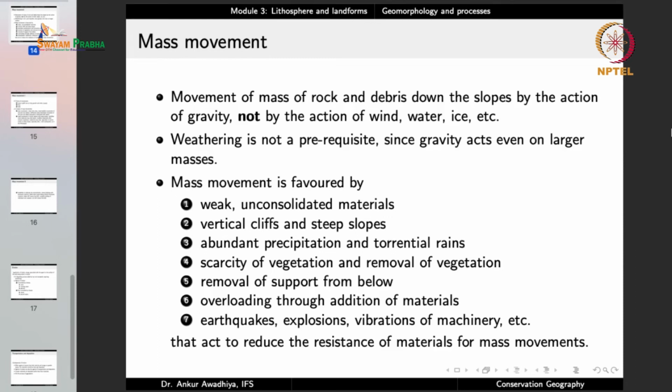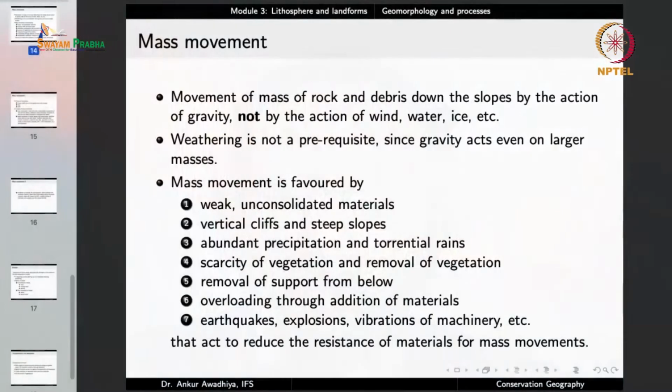Abundant precipitation and torrential rains. Now in this case, when there is rain, then the soil will get converted into a slush. So you will have a slush that has soil, it has rocks, it has water, and this slush can move much more easily than say a very dry portion that has only soil and the rocks.